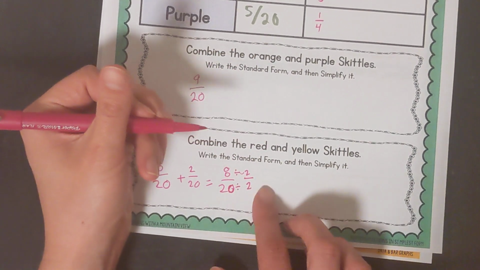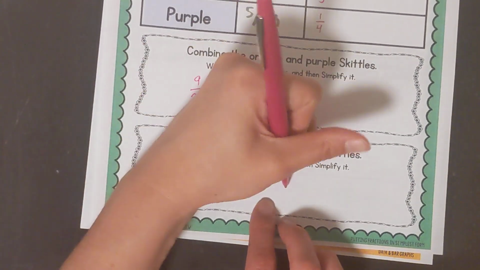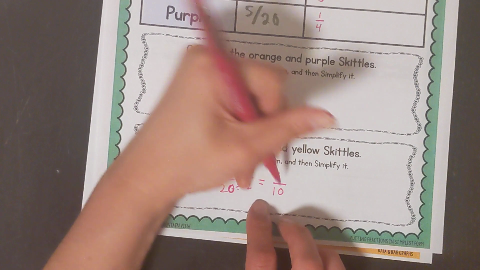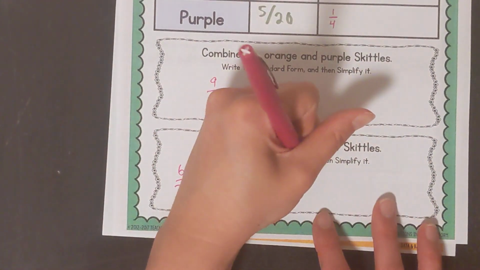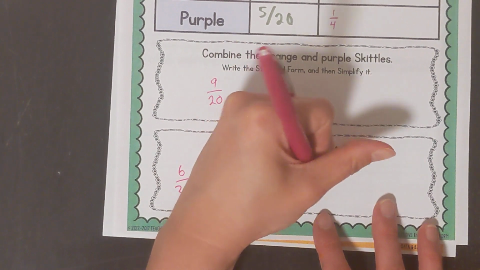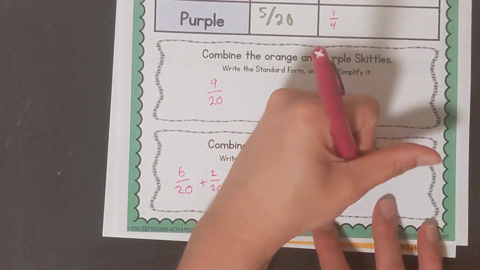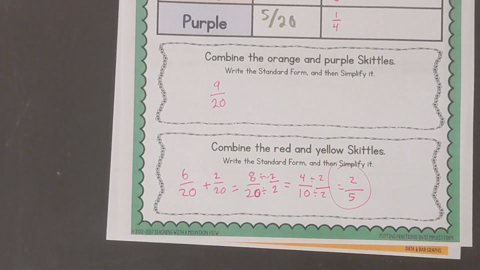So making an equivalent fraction to simplify here. 8 divided by 2 is 4. 20 divided by 2 is 10. Can I divide it again? Yes, I can. So I'm making equivalent fractions, so I'm doing the same thing to the top and bottom. 4 divided by 2 is 2, and 10 divided by 2 is 5. And that's the most simple form.